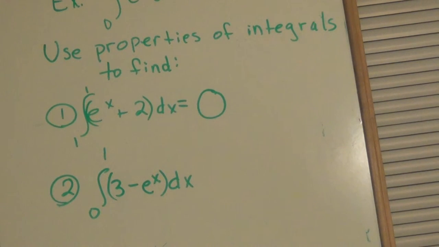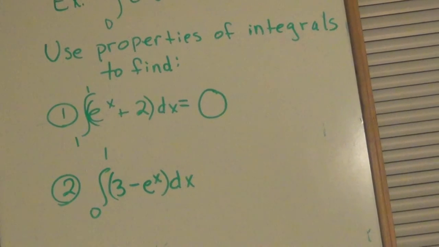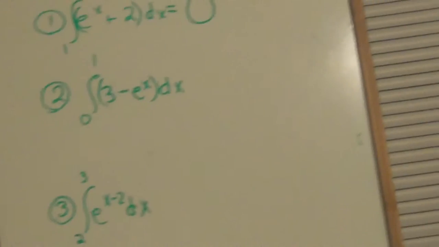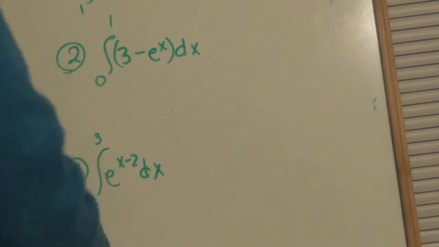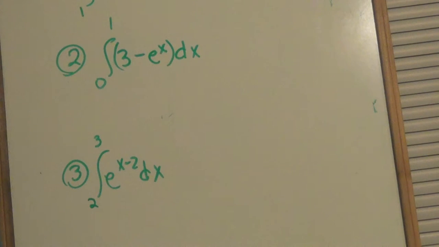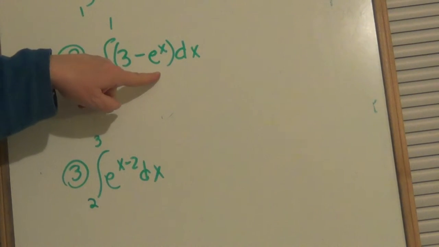All right, the second one is going to take a little more work, but not much. On this one, we're going to take the integral. Once again, it's given and understood. The first part is still the integral from 0 to 1 of e to the x dx is e minus 1. On number 2, we have to use that fact to find the integral from 0 to 1 of 3 minus e to the x dx.